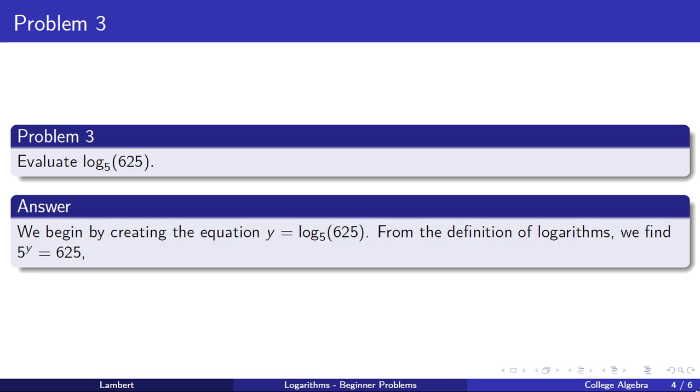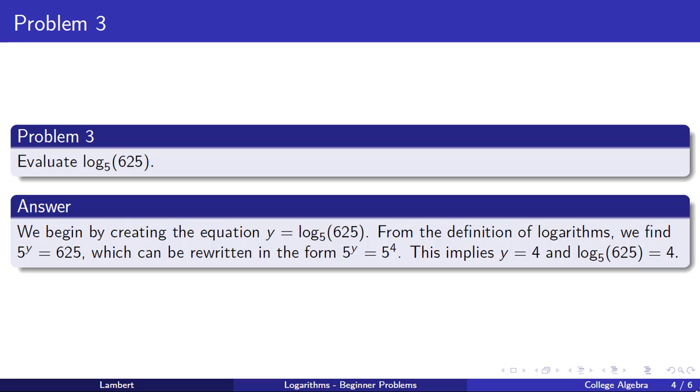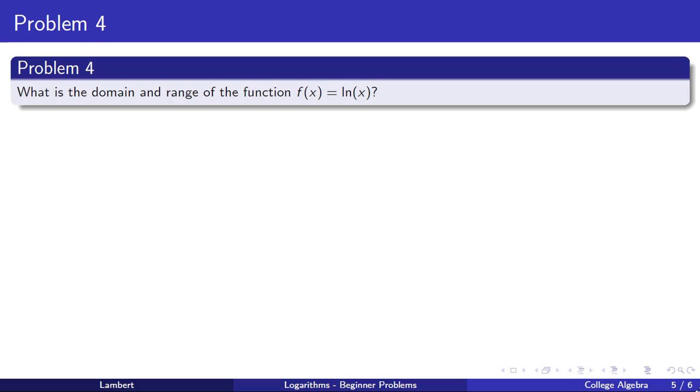Now our purpose is to write 625 as 5 to some power, if at all possible. And it is. 5 squared is 25, 5 cubed is 125, and 5 to the 4th power is actually 625. So that means y equals 4, since these equations are one to one, and we have our answer: log base 5 of 625 equals 4. Moving on to the fourth problem.